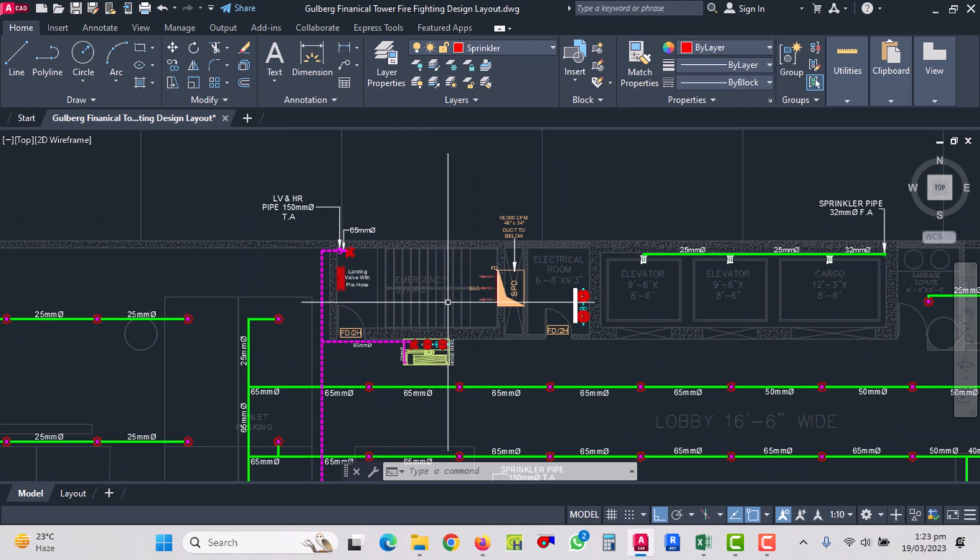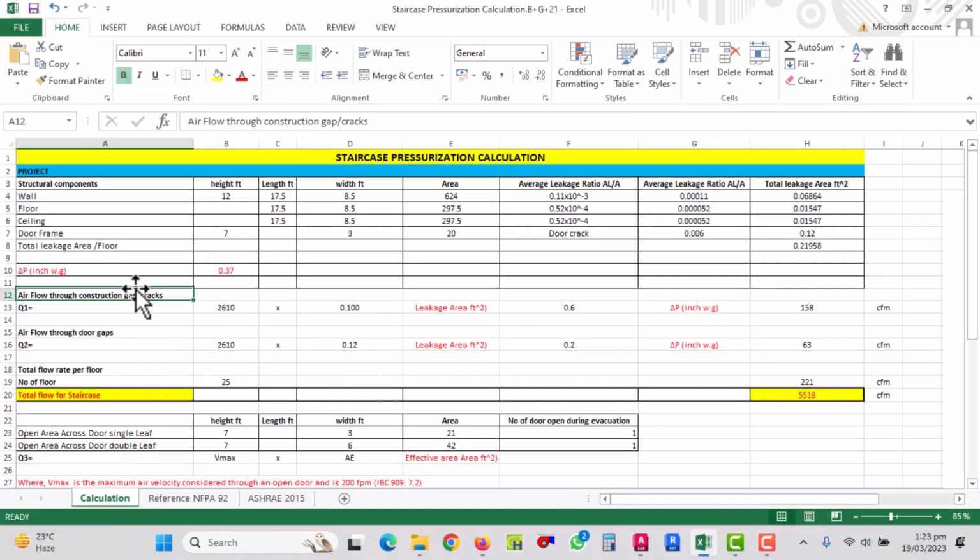Let's start the calculation. For the calculation, we need these parameters: wall, floor, ceiling, and door. Wall, floor, and ceiling are the construction material, and then there are the different types of door frame, and the total leakage floor area. We will need these parameters to calculate the air requirement for the staircase pressurization system. Let's start from the beginning.